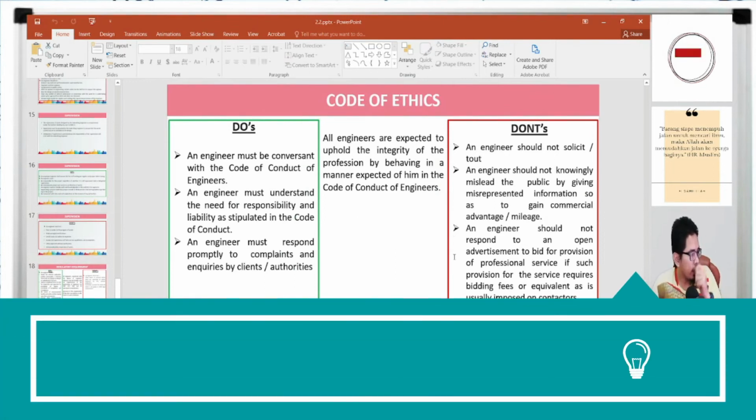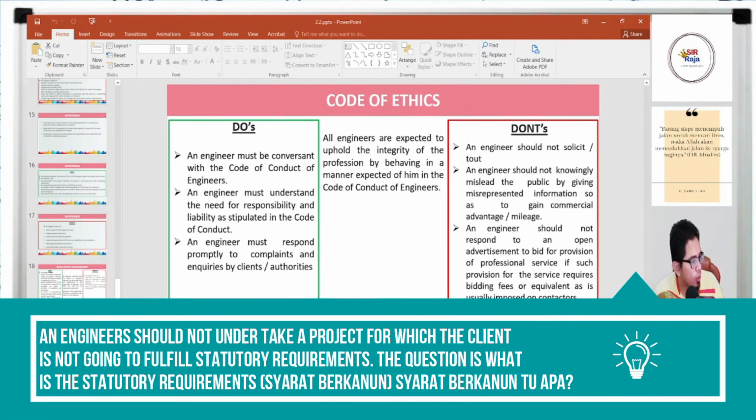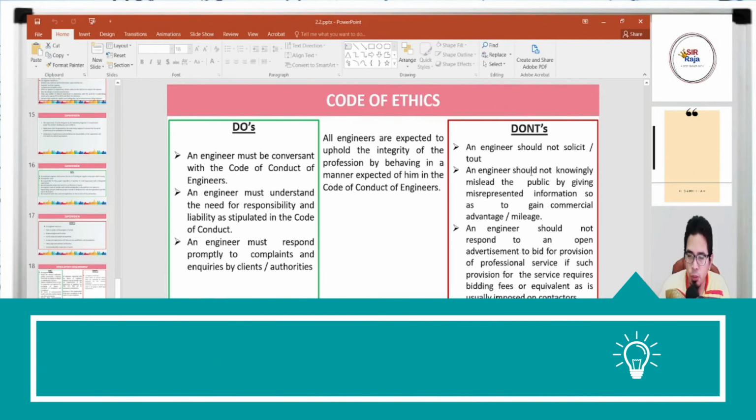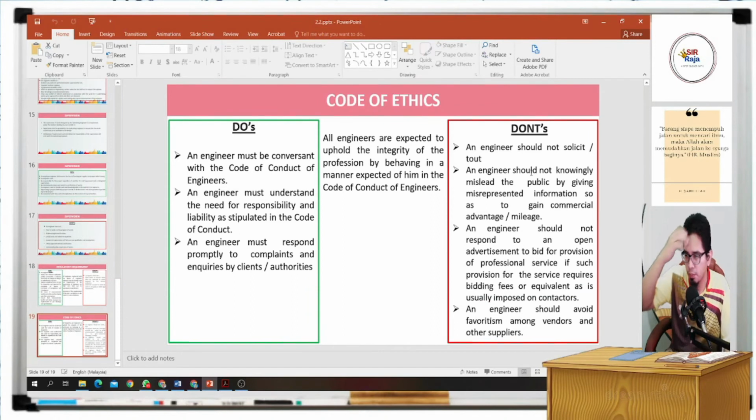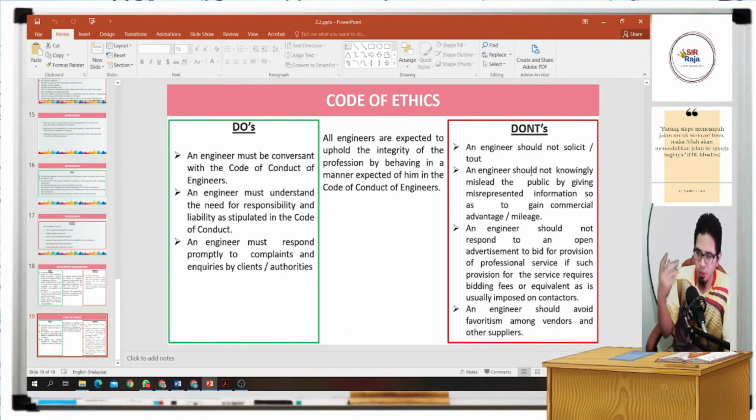Okay. An engineer should not undertake a project which the client is not going to fulfill statutory requirements. So this one, as I said before, before you can begin any work, at the planning stage, dia ada procurement. So procurement ni biasanya kat developer ada procurement dia. Pemaju ni yang ada duit, they have the capital, ada duit untuk menjalankan sesuatu project and certain development, but they must submit application to get approval by the authorities.